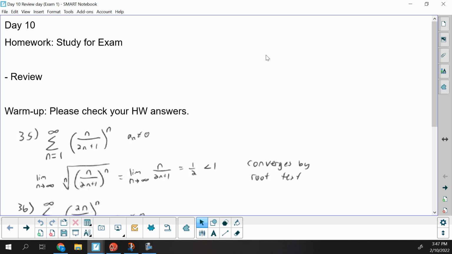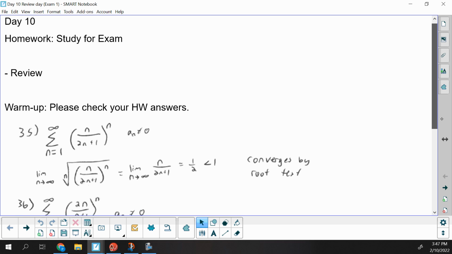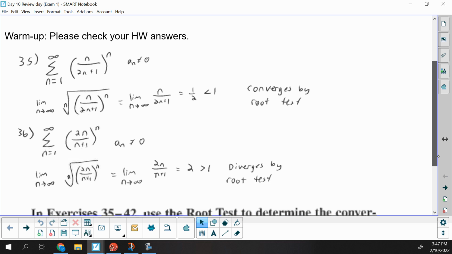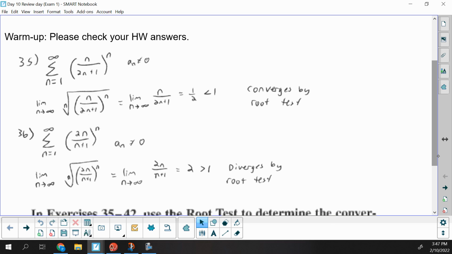All right, we're going to go through each homework question one by one. We'll do a little review and look at a handful of the problems from the review sheet. So in 35, because we're raised to the n, root test would be a good idea.